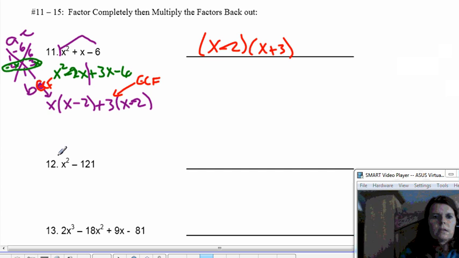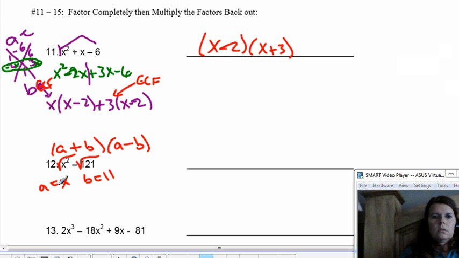Okay, and this is where you do, this is a difference of squares, a plus b, a minus b. So you need to find your a and your b. So if you take the square root, a equals x, and b equals 11. So you plug that in, x plus 11, x minus 11.